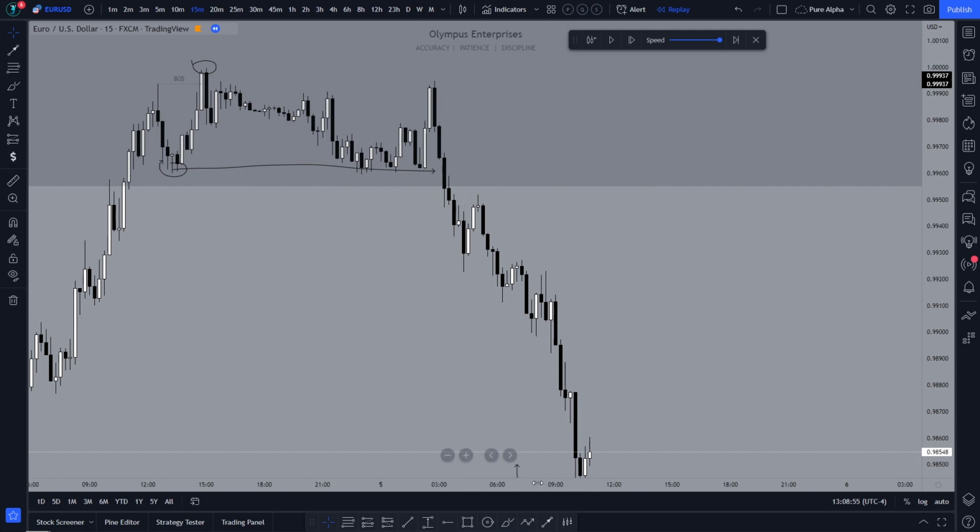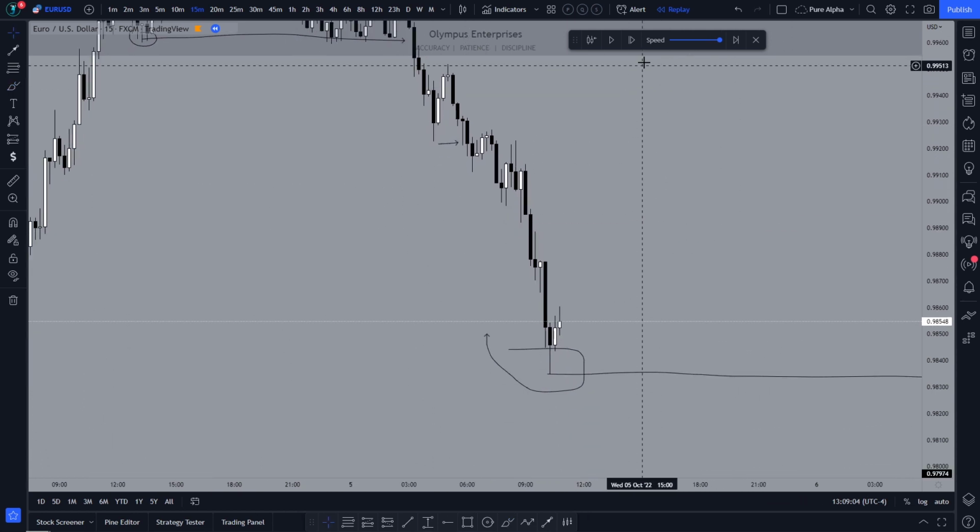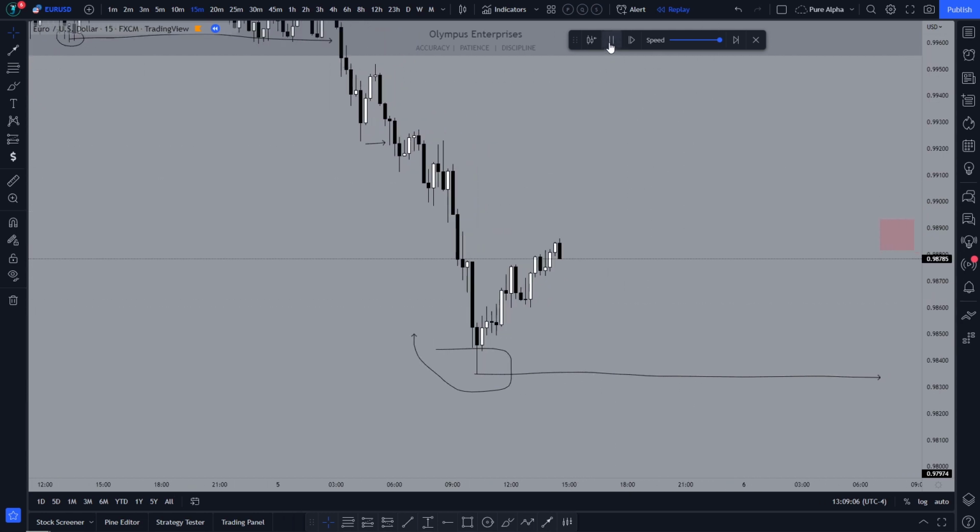We're having a shift in structure. We just broke structure, and we had a second break over here, which for me personally, with the way I trade, it's really nice to get 2 breaks instead of just always taking it on the first break. And then we start to follow price down.